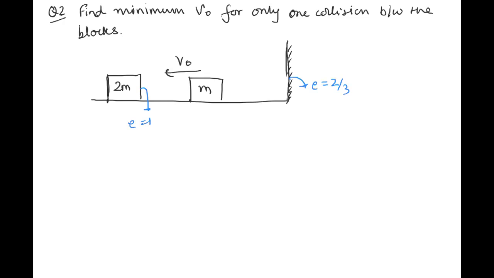So when the block of mass m collides with the block of mass 2m, e is equal to 1. But when it collides with the wall, e is equal to 2 by 3.